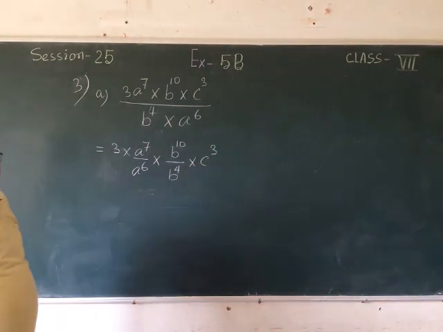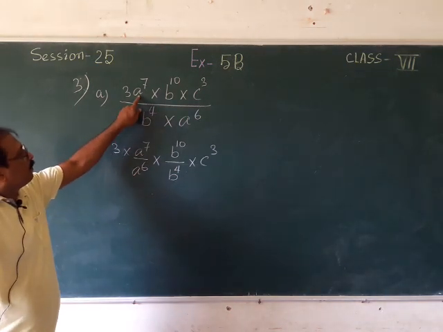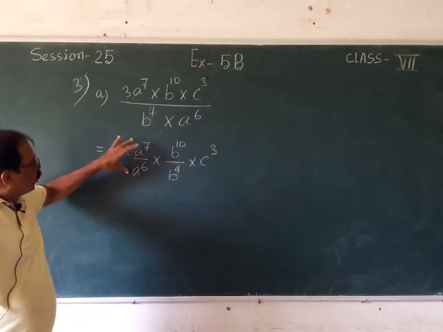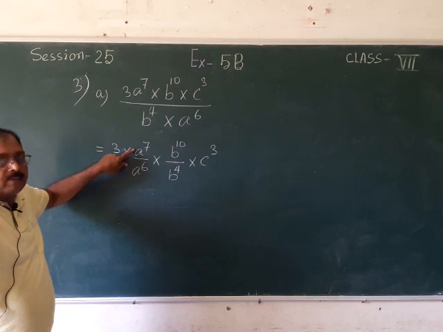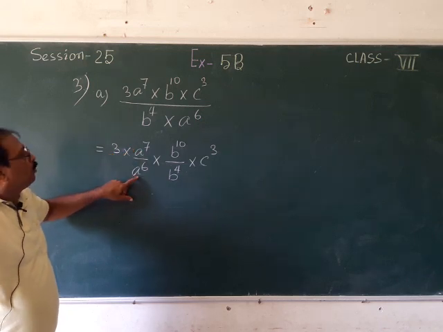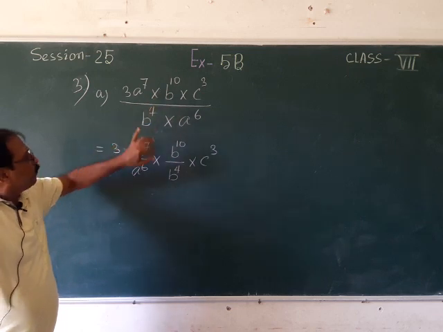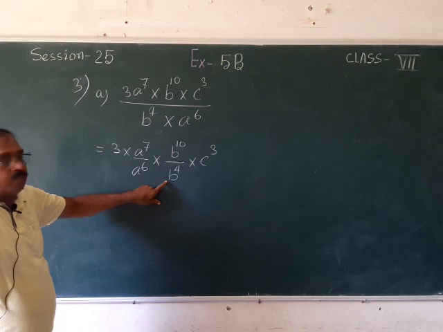Why have I written it like that? So that you can easily understand that a to the power 7 is there and a to the power 6 is there. If I write it together like that, you can understand very nicely that here a to the power 7 is divided by a to the power 6. Like this, here b to the power 10 is there, and here it is divided by b to the power 4.